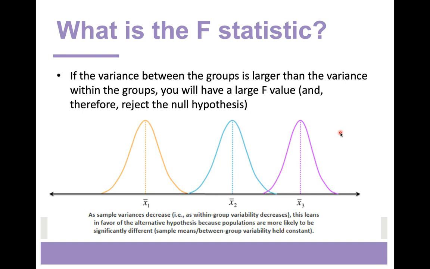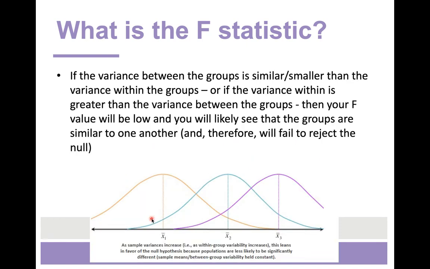They don't overlap. This suggests that the medicine works because different levels of the medicine, different amounts of the medication, create three different looking groups. So in this case, we would want to reject the null hypothesis. The medicine works.